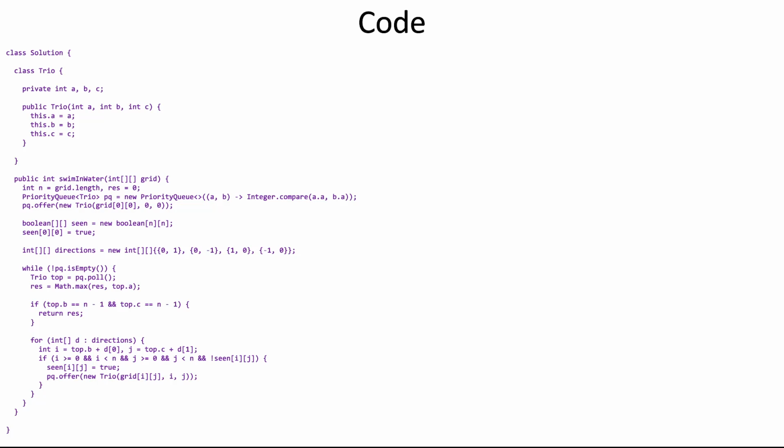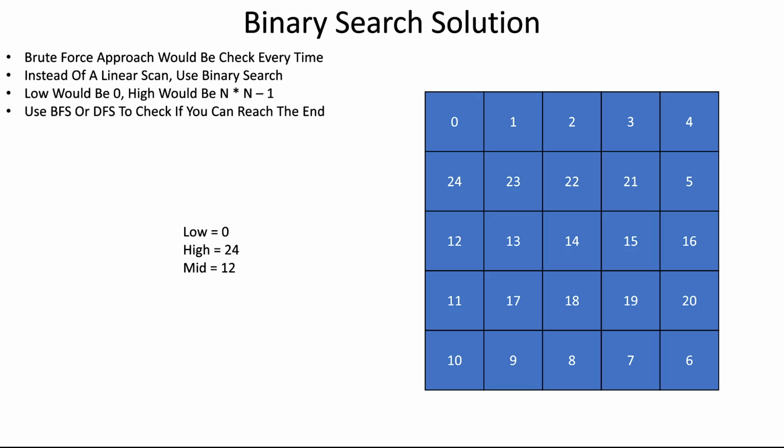Also, we add true to visited that neighbor. Outside of the loop, we return -1, but we know it'll never reach there. Now let's look at the binary search solution.